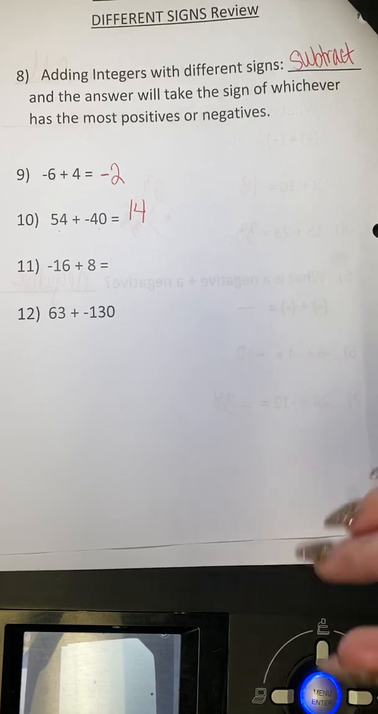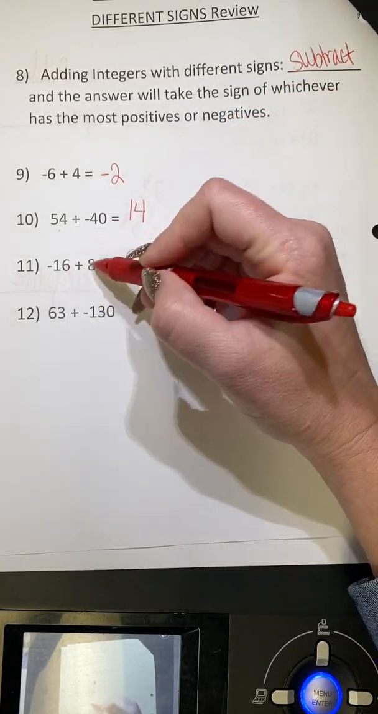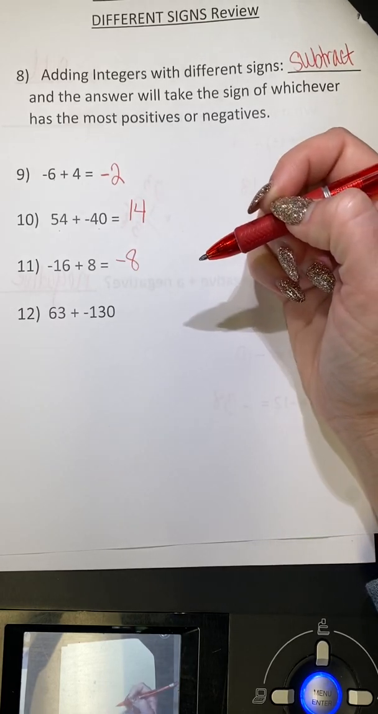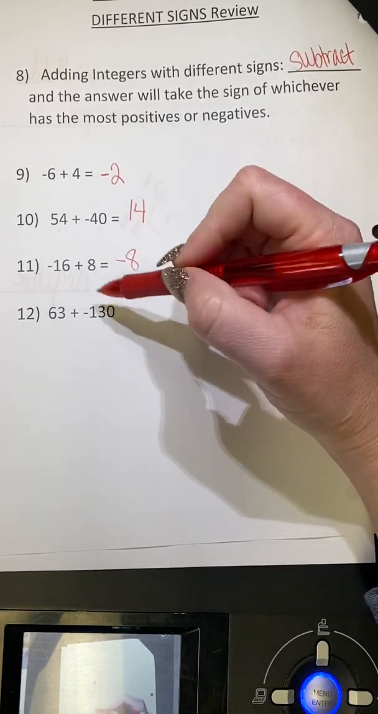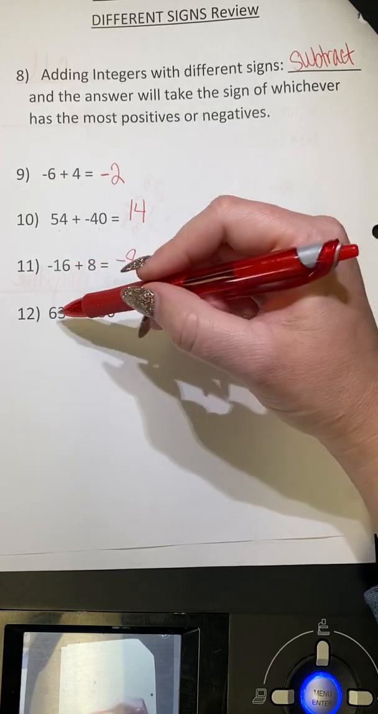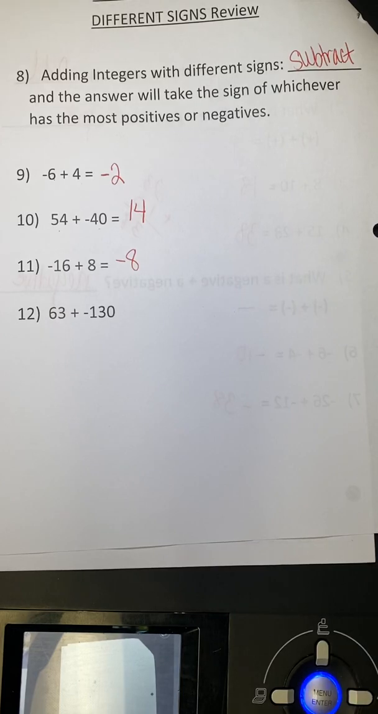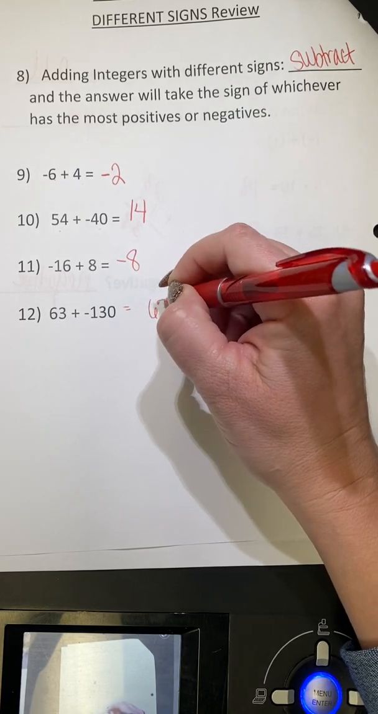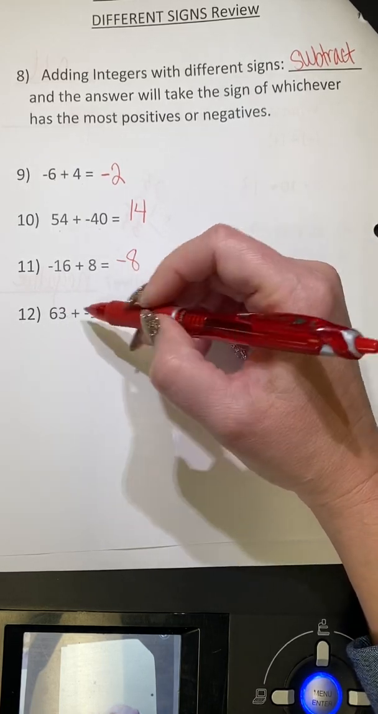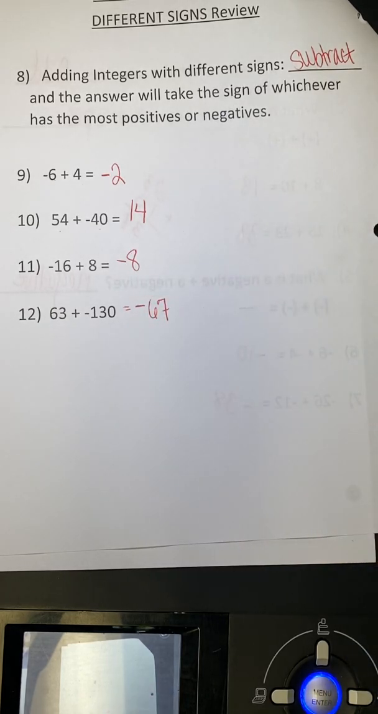Negative 16 plus 8, there's different signs, so we subtract. There's more negatives than positives, so it's going to be negative 8. Negative 130 plus 63, those are different signs, so we're going to subtract it. The answer is 67. There's more negatives than positives, so therefore your answer is negative.